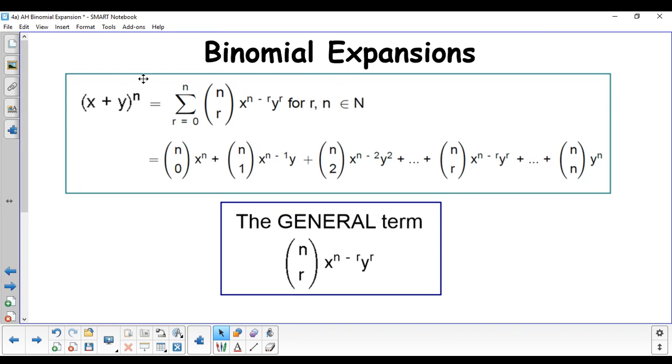This is actually in your formula sheet. It's the binomial expansion, and what the sigma sign means is we're going to add all the terms from 0 up to n. So n choose 0, n choose 1, n choose 2, up to n choose n. And this tells us to start with the larger power and then reduce the first term, whereas increase the second. You will also notice, especially here, that the two terms always add to the full power of n. So we're going to explore using both of these formulas.